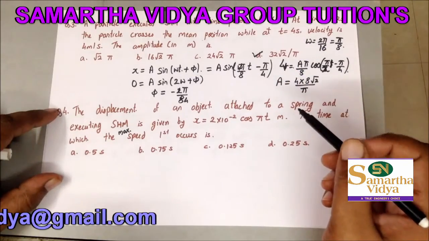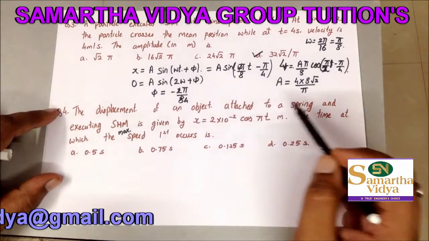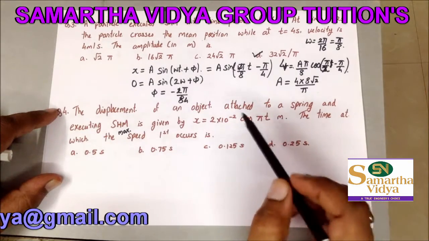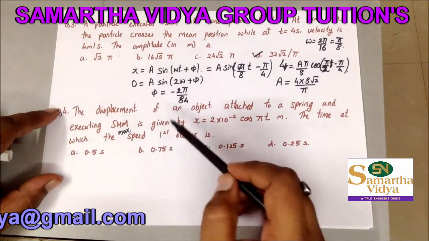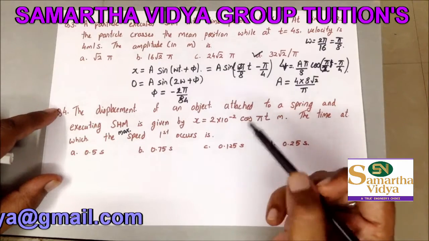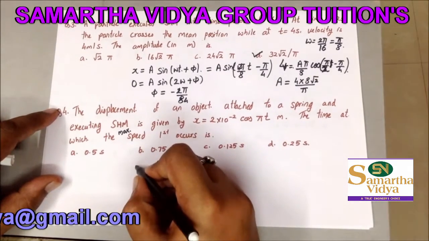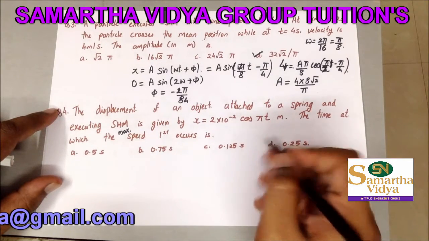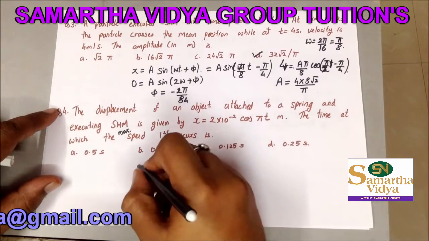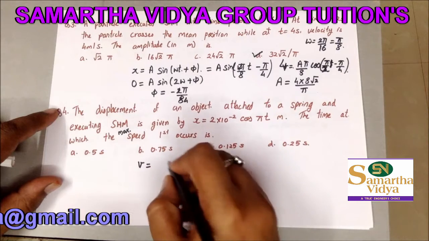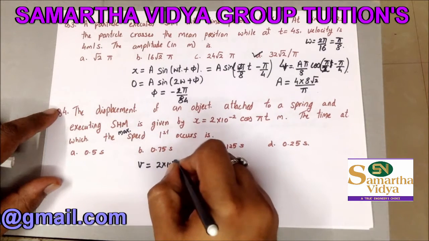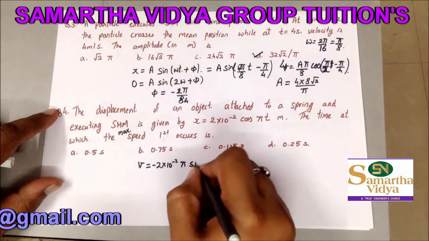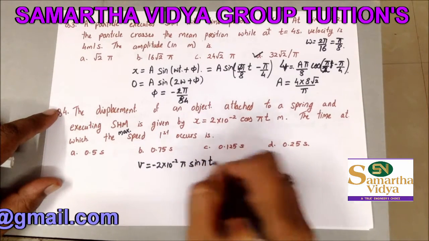Let's move on to the next one. We have the displacement of the object, which is given by this equation, and I need to find the time at which the speed is going to be the maximum at the first instant. The equation x is given, so we can just differentiate this so that we get the velocity equation. I'll be getting the velocity equation as 2 into 10 raised to minus 2 pi with a minus sign, sin pi t.